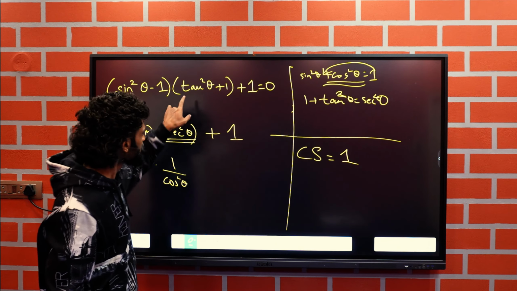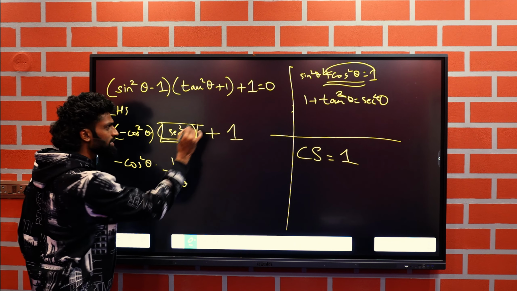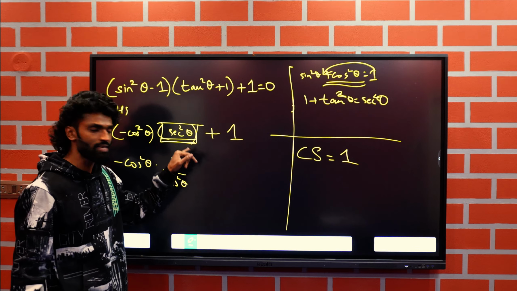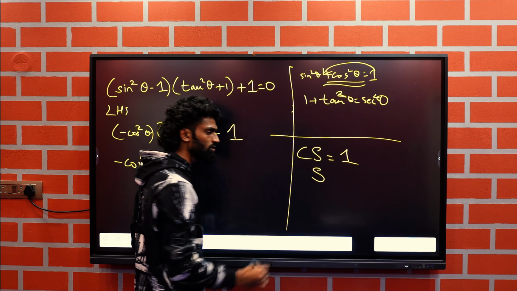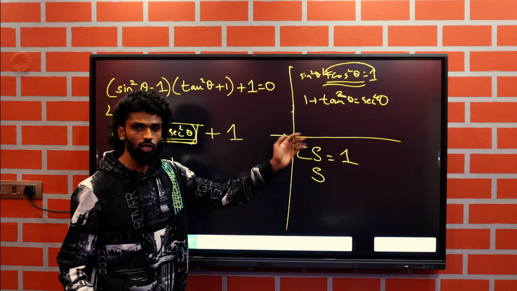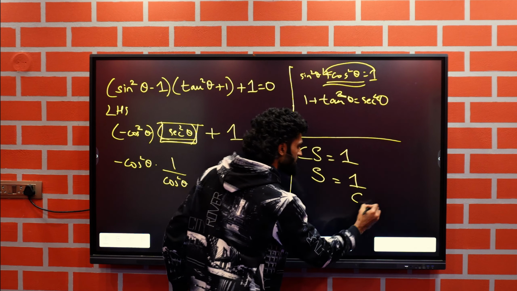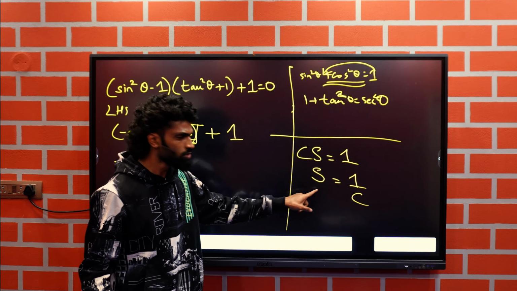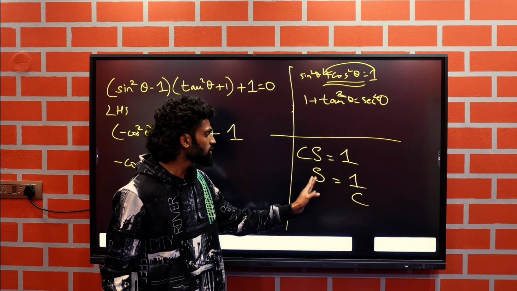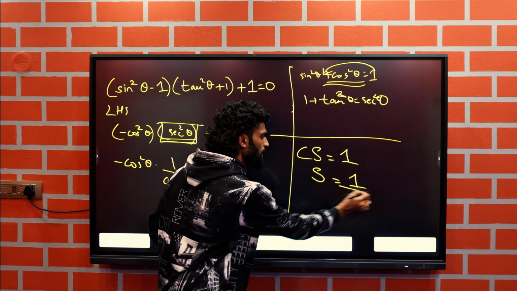For example, in this place, secant square theta was being used. Secant starts with s. So keep only the s on the left hand side. Shift the c to the denominator. It becomes 1 by c. Secant square theta equals 1 by cos theta. Secant square becomes 1 by cos square. Secant becomes 1 by cos.